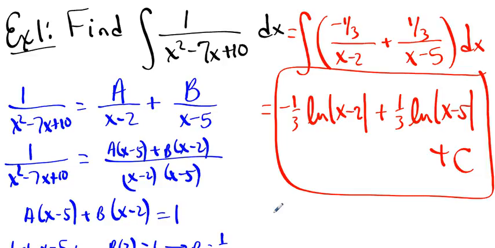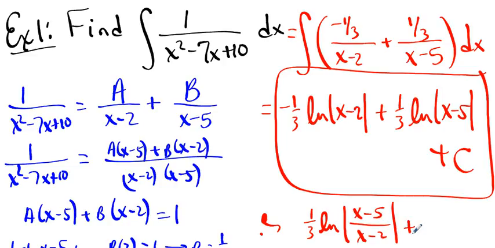Now, side note, in the back of the book, you're going to see it written like this, because that saves space, and I'm going to leave it up to you and your properties of logs to know why those two things are the same. Okay?